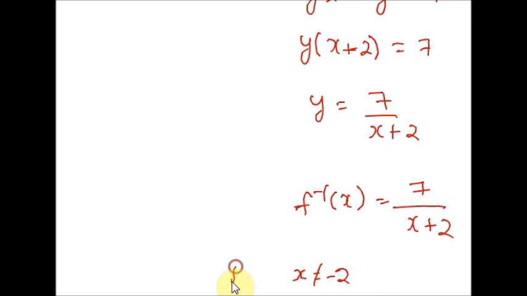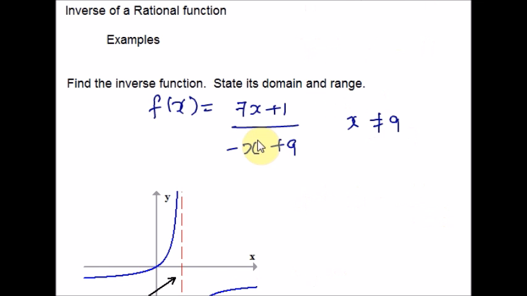And what about the range? Range is nothing but y is not equal to 0. Hope you're clear with this example. Okay, now let me take one more example. Here is the next example.